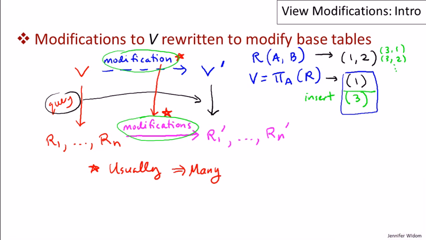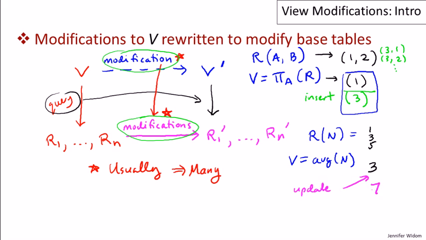Here's an even more extreme example. Let's suppose we have a relation with one attribute n, and our view V is the average value of that. So if, for example, our relation has the values 1, 3, 5, then the average at this point would be 3. Now let's say that the user comes along and says, let me update that average. I'm going to set that average to be 7.